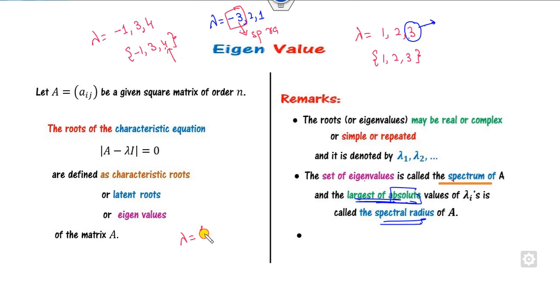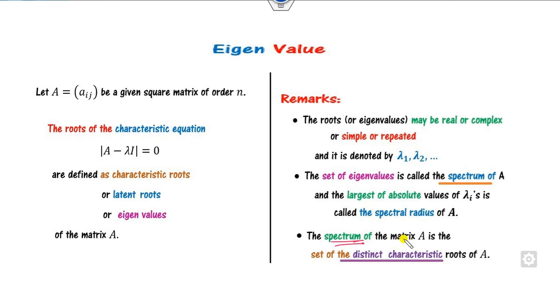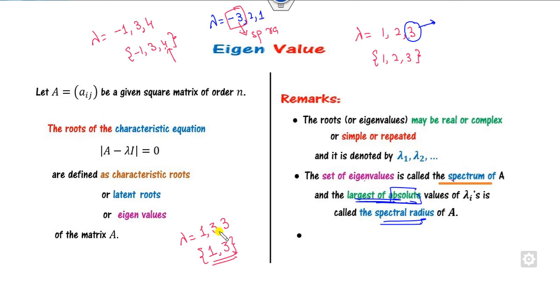If you have the eigenvalues 1, 3, 3, then the spectrum is the distinct elements, 1 and 3. This is called the spectrum of the matrix, that is, the distinct characteristic roots. Like here, if it is 1, 3, 3, then you can write it as 1 and 3. Here all are distinct, so you can write 1, 3, 4.